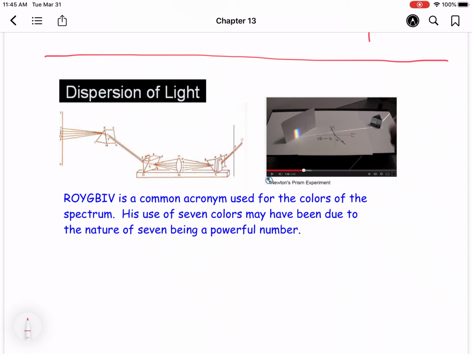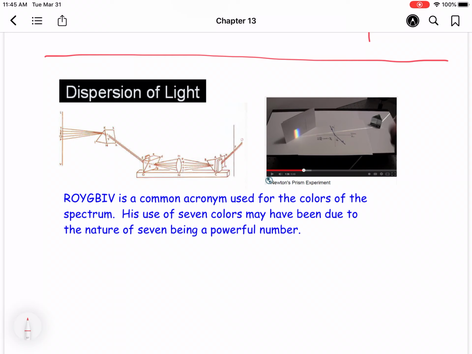So basically we have ROY G. BIV: red, orange, yellow, green, blue, indigo, violet. Except violet, when they named it, was actually blue, and it's hard to explain. Anyway, the seven colors by Newton might have been due to the nature of seven being a powerful number at the time. Doesn't matter.